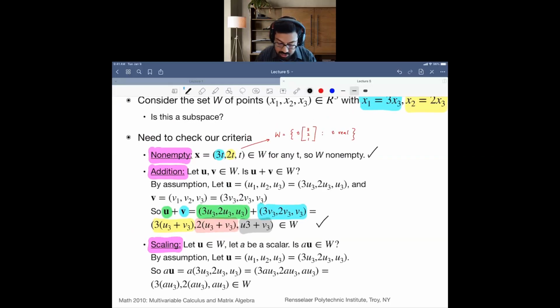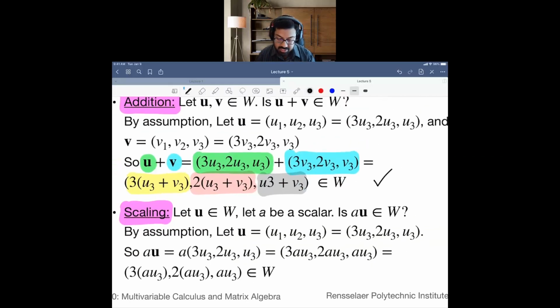Next, let's check with scaling. Is it closed in scaling? Let us assume that we have a vector u. It is going to have 3 values and it belongs to W. So it's going to satisfy that criteria: 3 times the last component, 2 times the last component, and the last component. And we are assuming that A is a scalar. The question is, if I scale u by A, am I going to get the resulting vector to also belong to that subspace W?